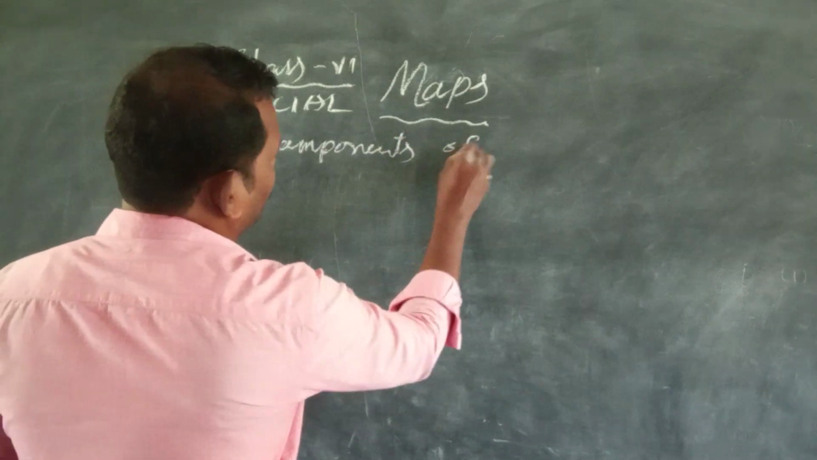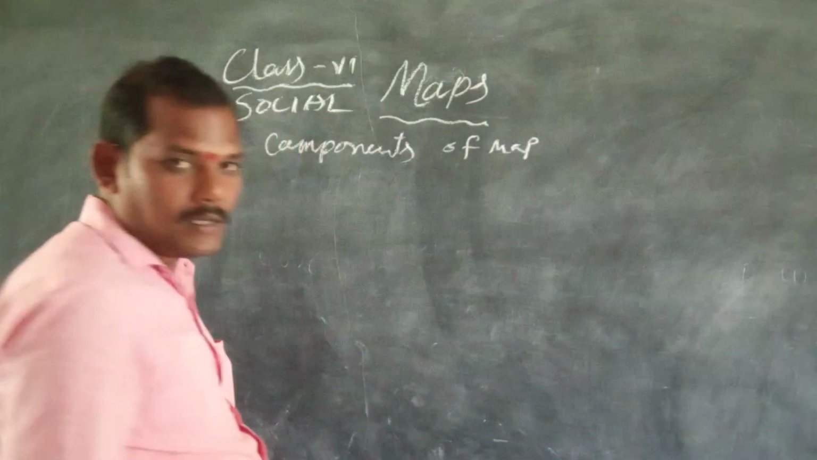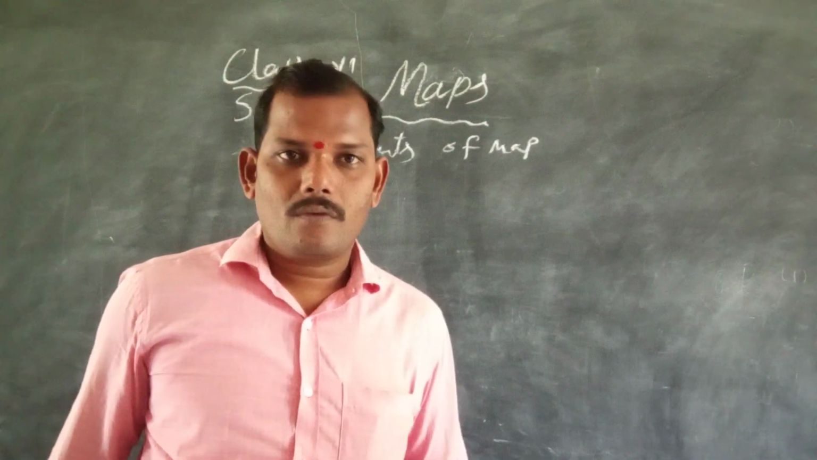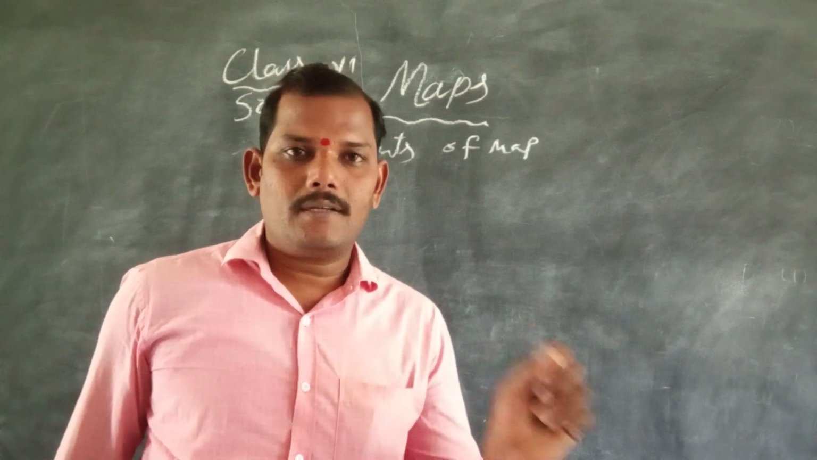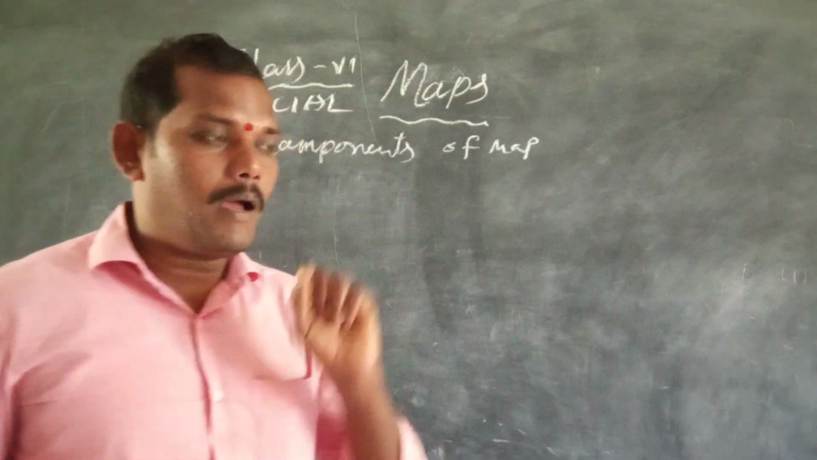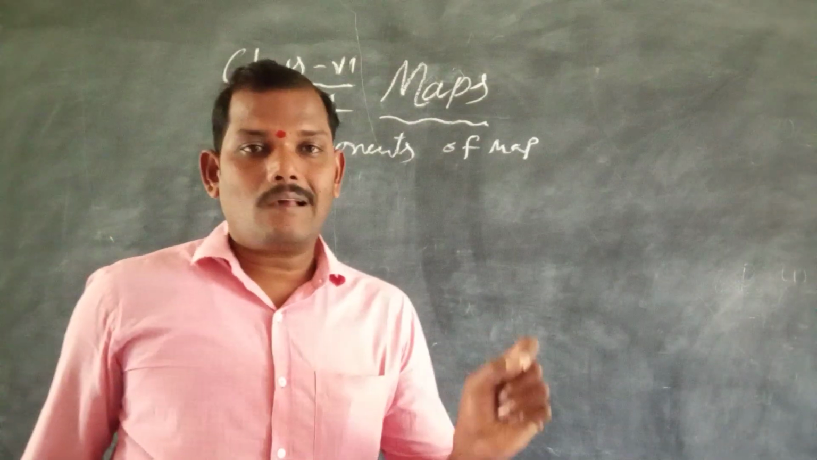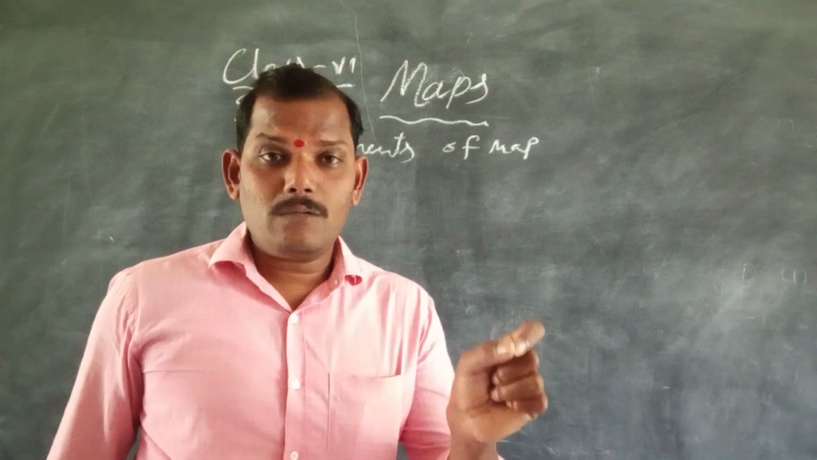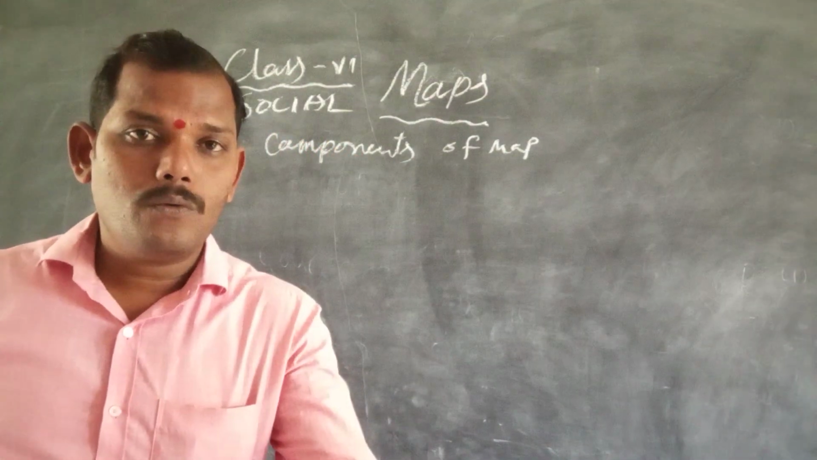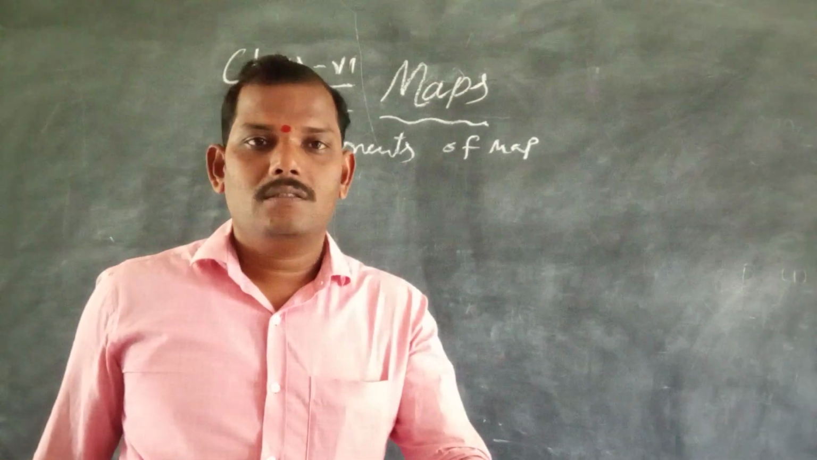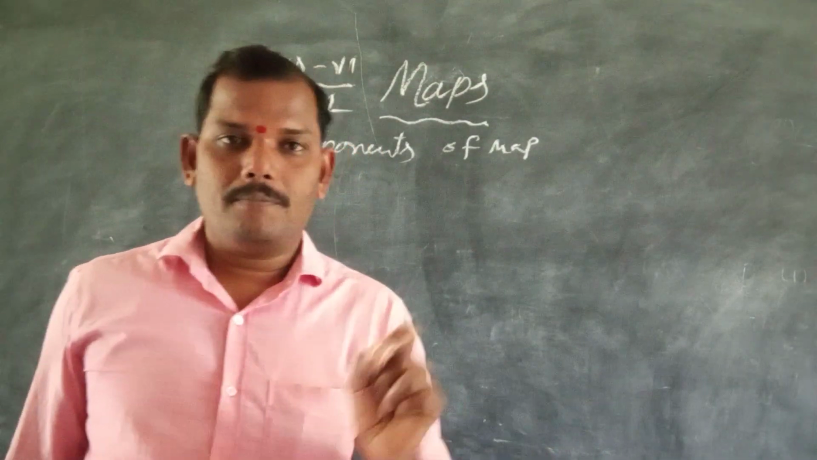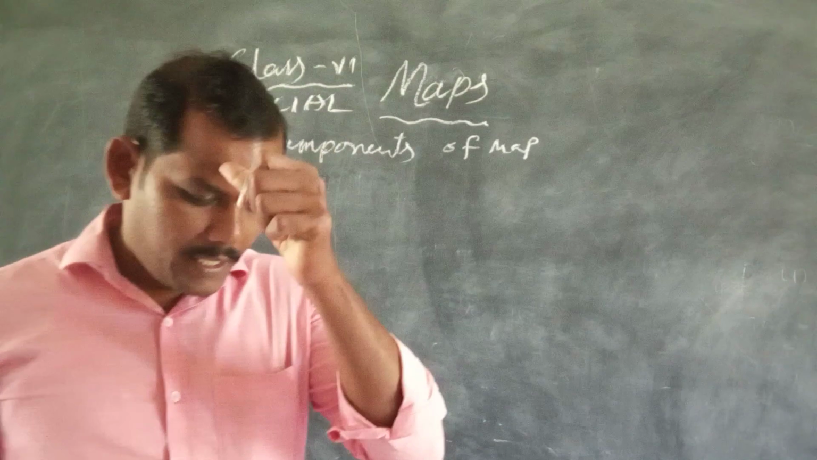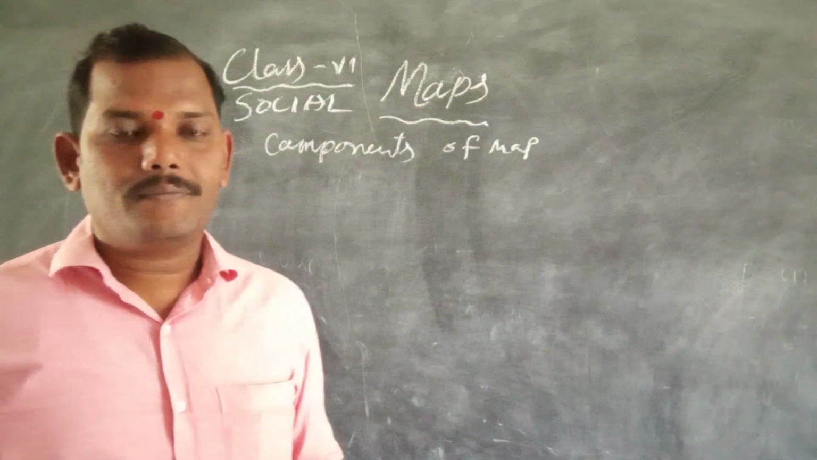Components of a map, right? Every map has some components, that means the features or the characteristics. How can we say this is a map which is having these characteristics? Then we decide this is a map. How does it help people? It helps us understand the information and read the map. Okay, what are the components?